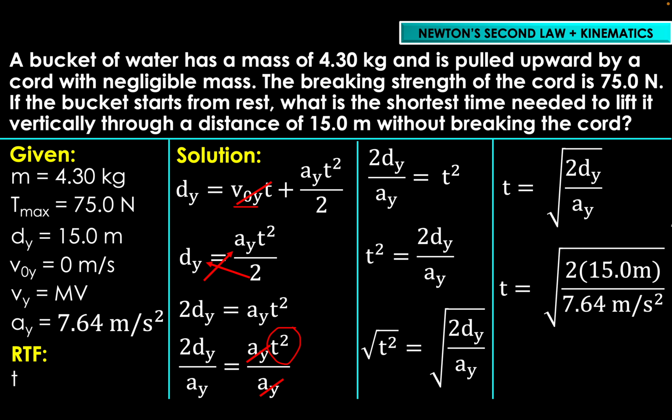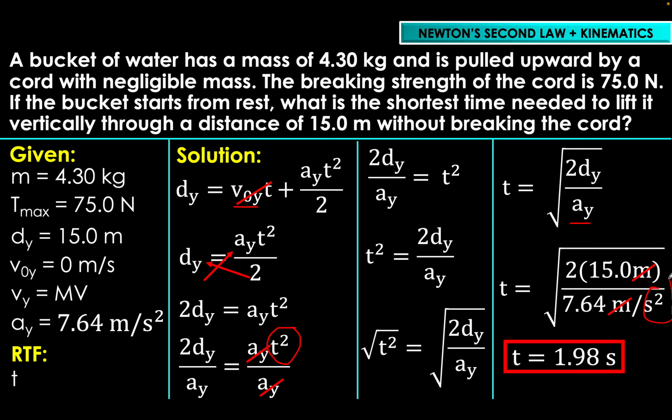The next thing is just plug and chug. So d sub y is 15.0 meters, and then the acceleration along y, as solved earlier, is 7.64 meters per second squared. And if you do this in your calculator, you're supposed to get 1.98 seconds. So that's our final answer in the problem. Okay, so the unit will be seconds because the square root of s squared will be s.